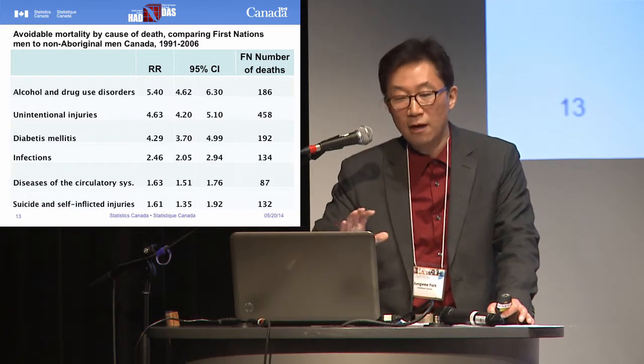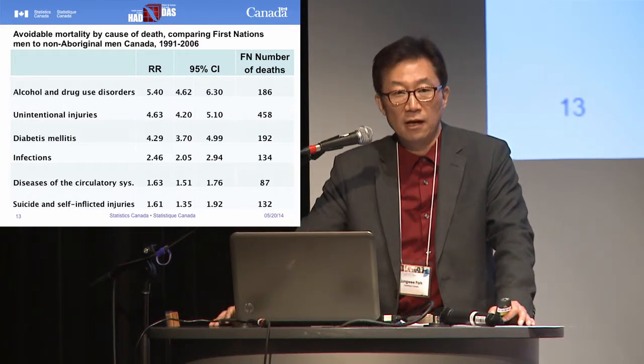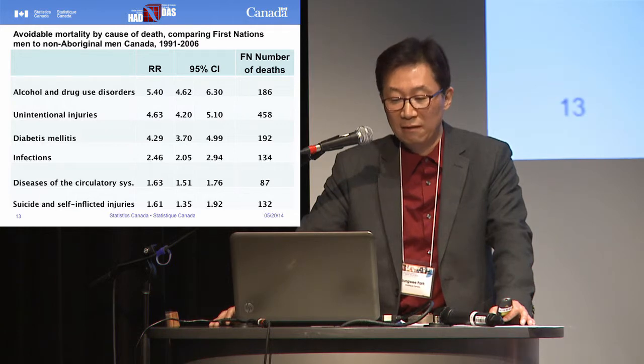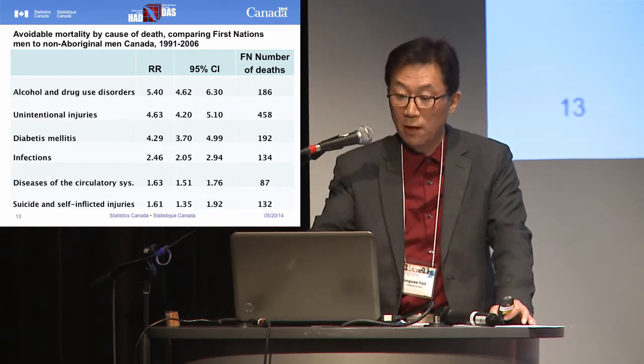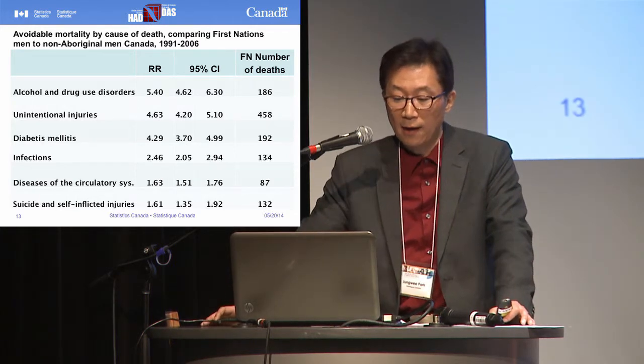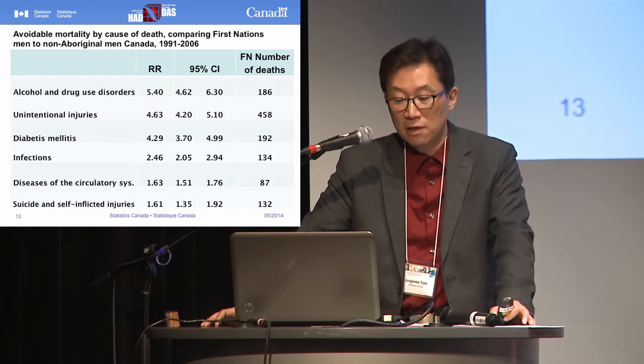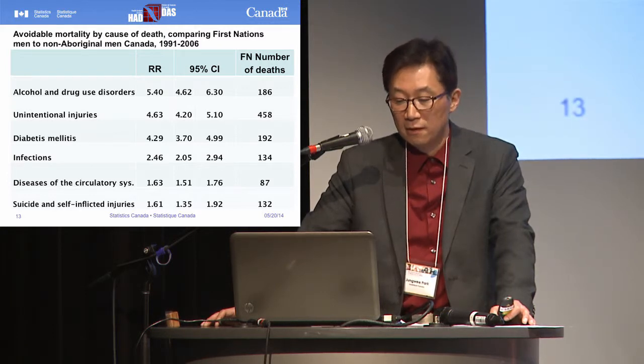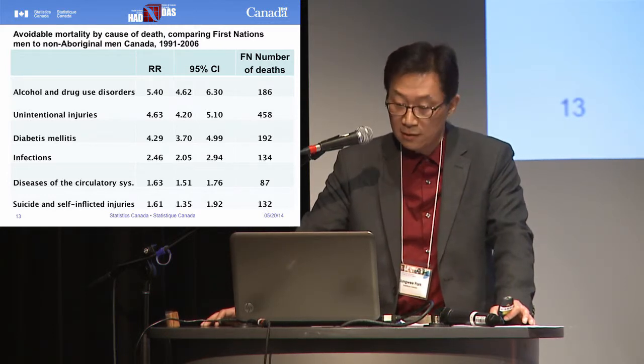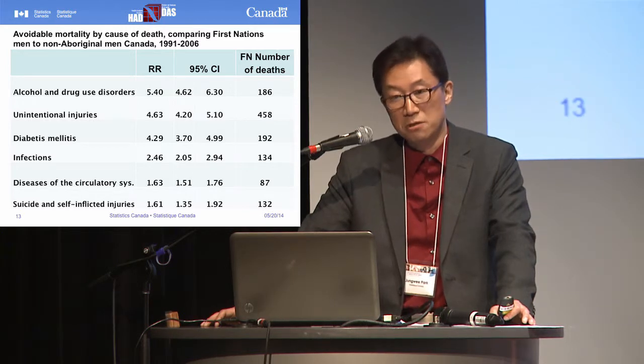We find a huge difference in terms of avoidable death. And next one, by the way, this is for men again. And the second important cause is unintentional injuries and diabetes mellitus and infections and disease of the circulatory system and suicide and self-inflicted injuries.